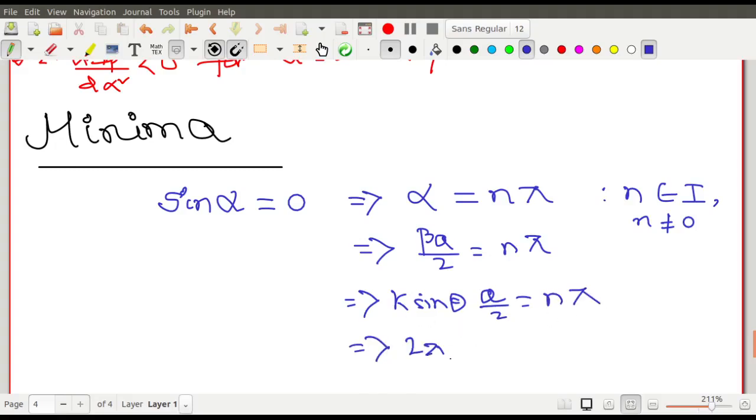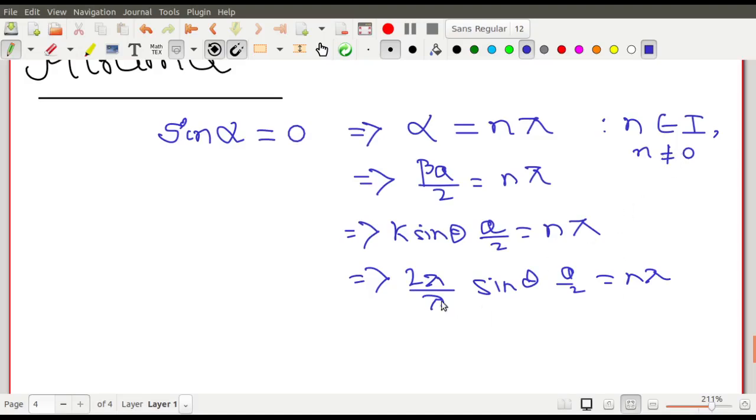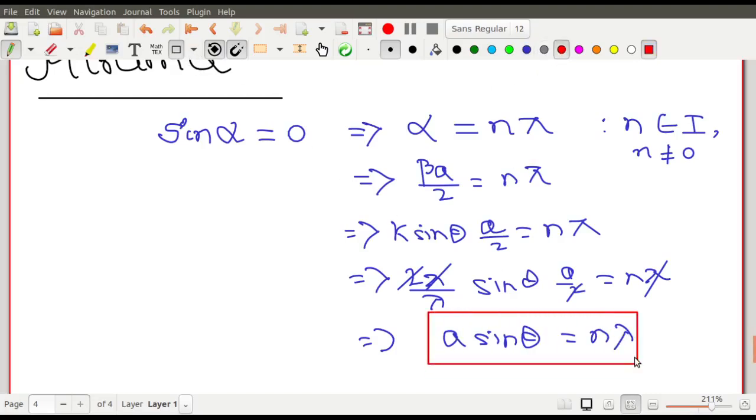Again k is 2 pi by lambda. Standard k means 2 pi by lambda, so that is my n pi. You will understand why I took n not equal to 0. Just wait, you will get it. 2 is also getting cancelled. So a very important condition that you get: a sin theta equals some n lambda.